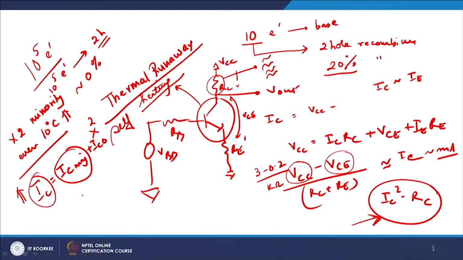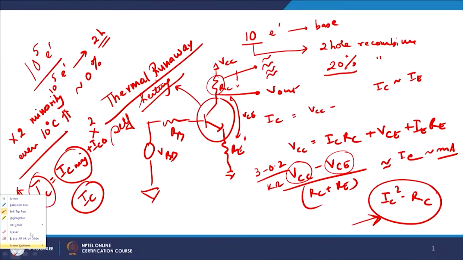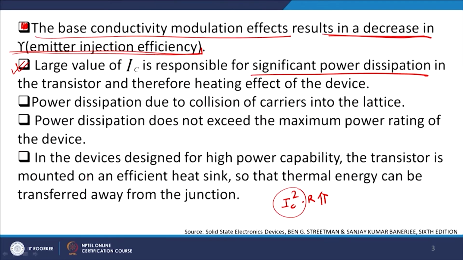So, a time will come when IC will be so large that it will destroy the BJT itself. This phenomenon is known as thermal runaway, right. So, this is thermal runaway or self heating issues, right.